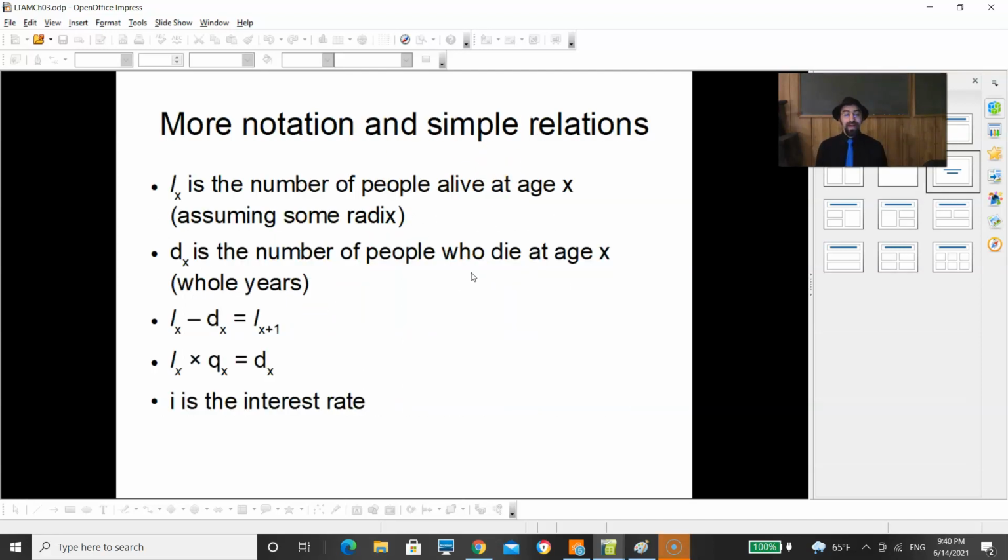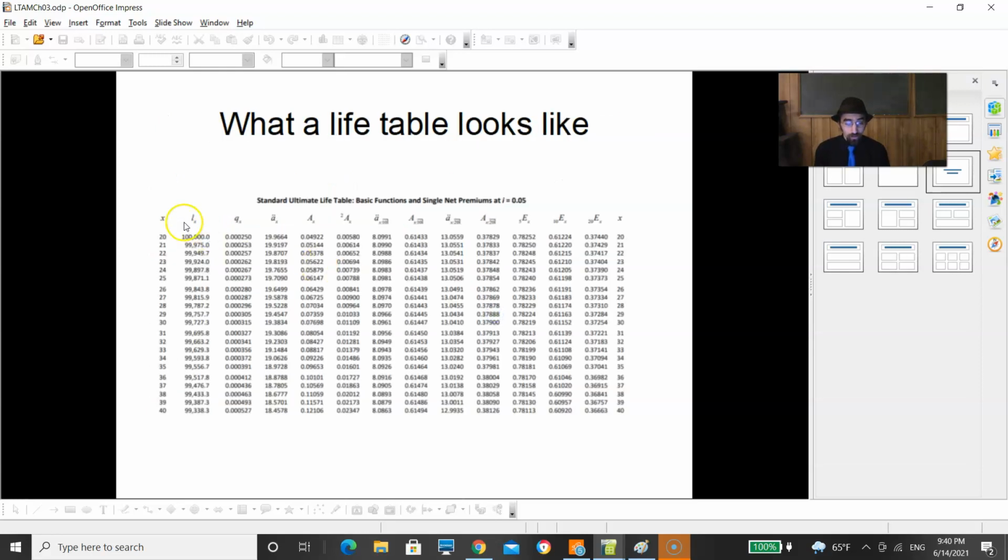First thing you'll see is L sub x, the number of people alive at age x. You assume some radix. A radix is some number of people you started out with, essentially. Here the radix is 100,000. You started with 100,000 people alive at age 20. This x is your age.